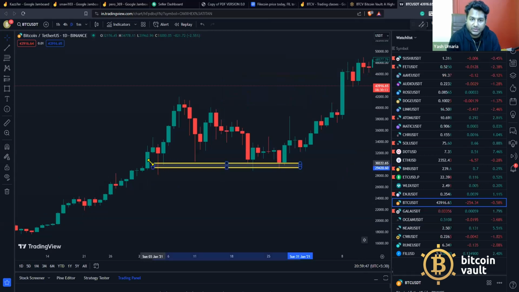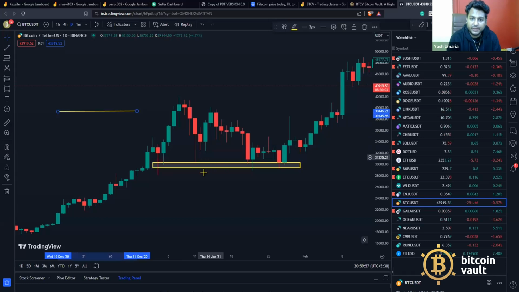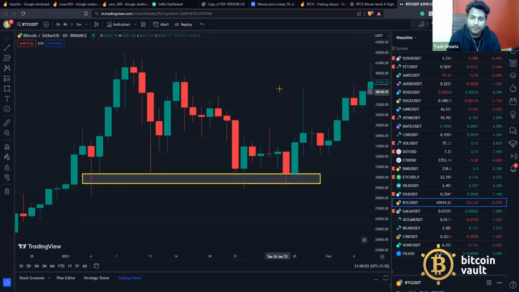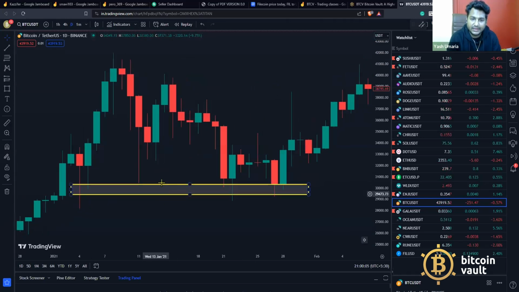And this is a range. First and foremost, support and resistance, you will always see them in a range. There won't be a single line. There will always be a range. So always use a rectangle to draw support and resistance. Now, this area is a support. Now, why is it a support?